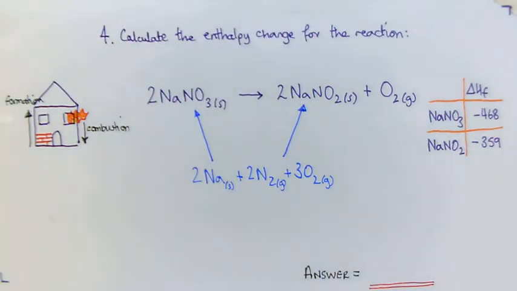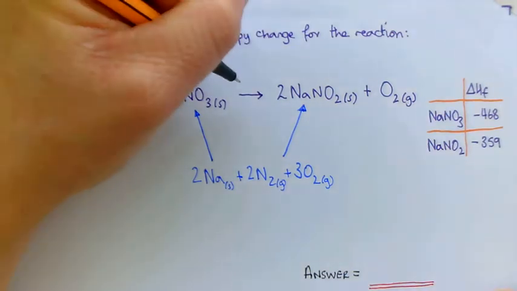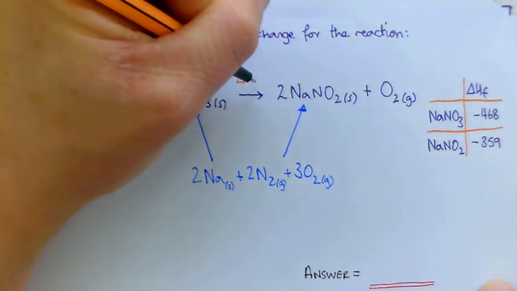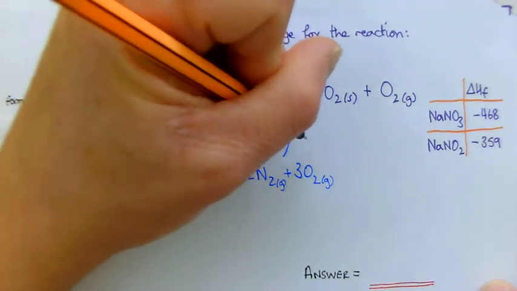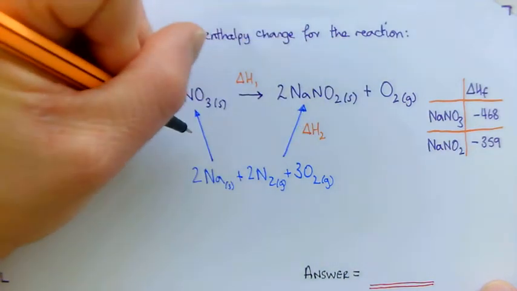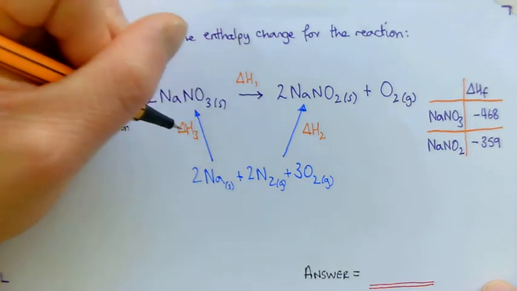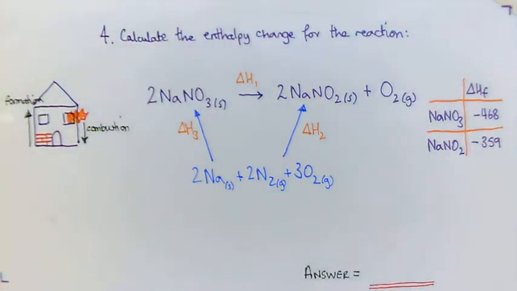The next thing I like to do is just arbitrarily assign some algebra. So let's call this delta H1, delta H2 and delta H3. Doesn't really matter your order, but it just helps you write an equation for the cycle. The next thing is let's put in some of the data.